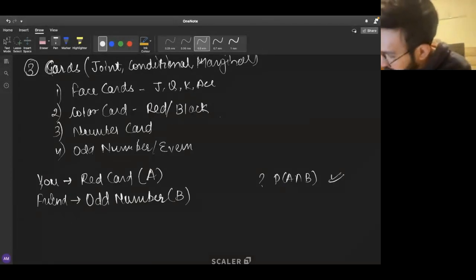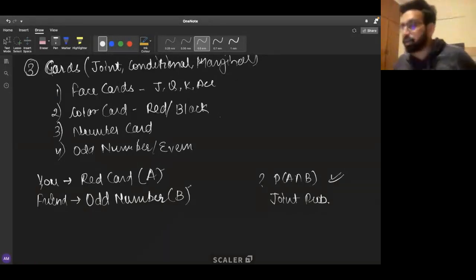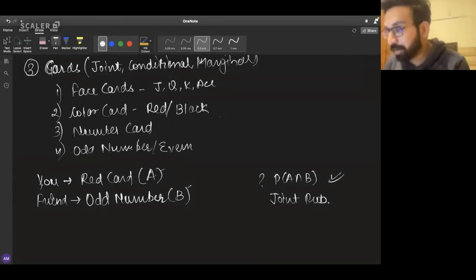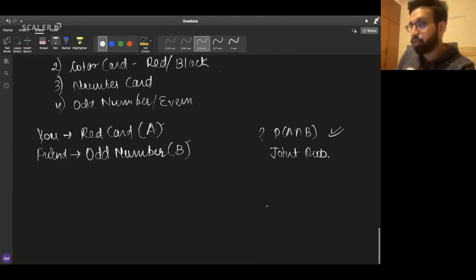Now this is actually called a joint probability. So we have two variables, A and B. A tells the probability of you winning. B tells the probability of your friend winning. What we are interested in is the probability that your friend and you both will win. This is what we are interested in.